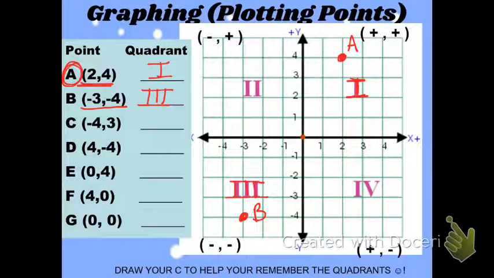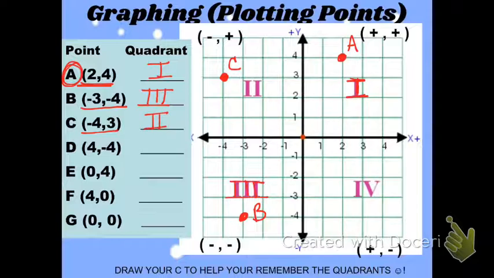Okay, let's look at C. -4, +3. So we're going to go backwards to -4 right here. And are we going to go up or down from there? Up, right? Because it's positive. Up to 3. So -4, 3. That's going to go right here. That's point C. Put a C on it. What quadrant is it in? Number 2.